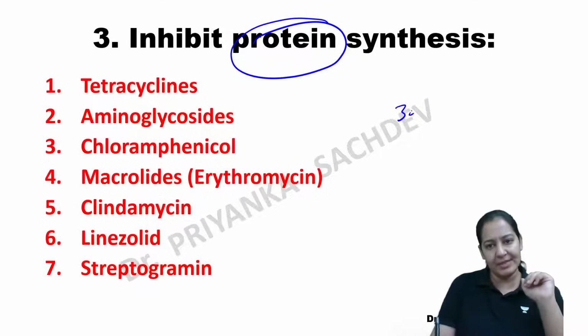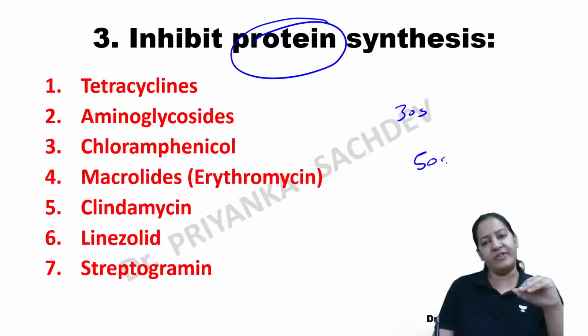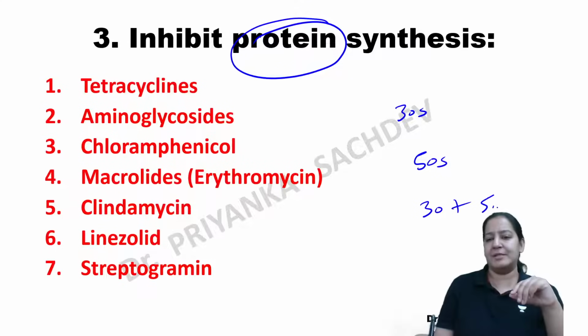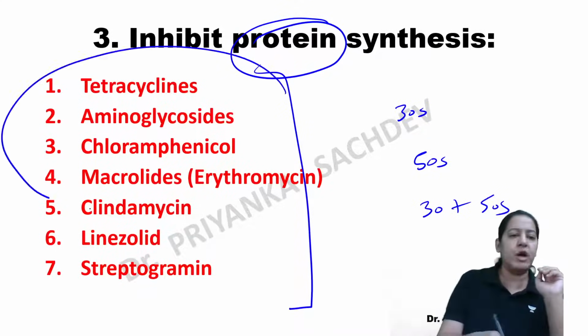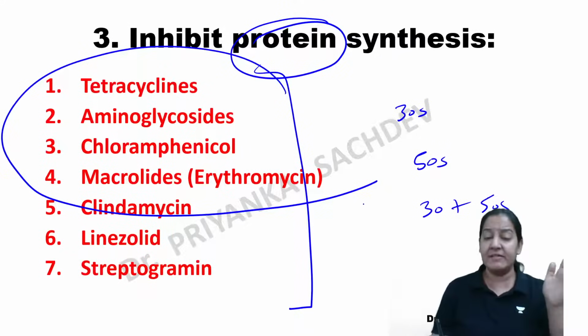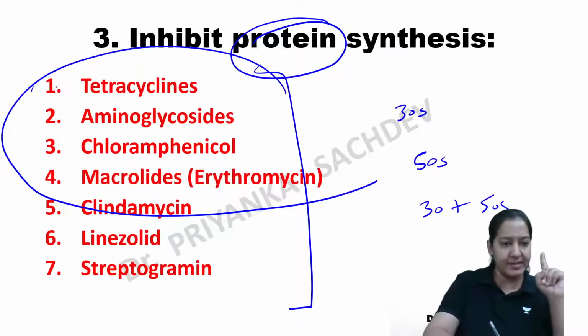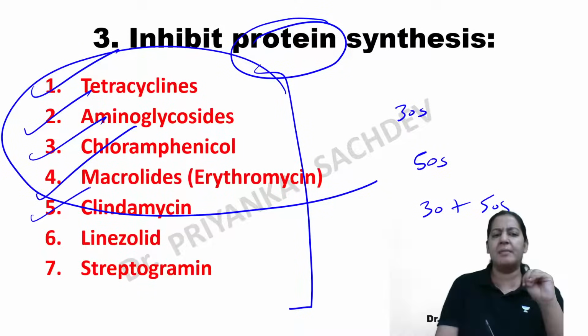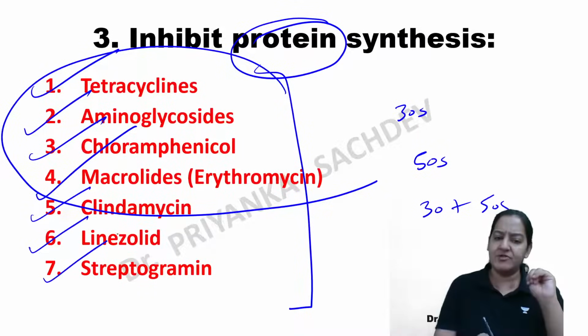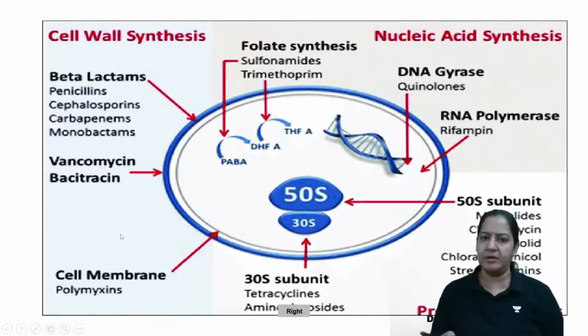Now, some of them act on 30S of the ribosome, some of them act on 50S, some of them act on both 30 plus 50S, right? But they are 7 in number. Out of the 7, the first 4 are super important that we will study today in a comparative manner: the tetracyclines, aminoglycosides, chloramphenicol, and erythromycin. Apart from it, clindamycin, linezolid, and streptogramin are also there, right? You have to learn the names.